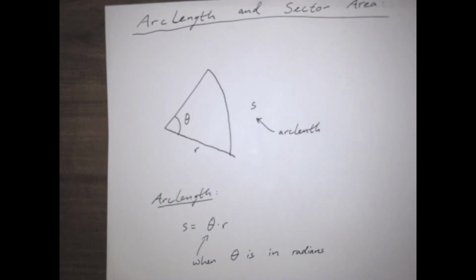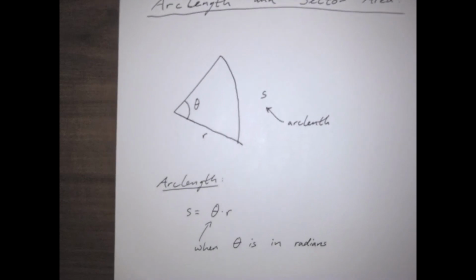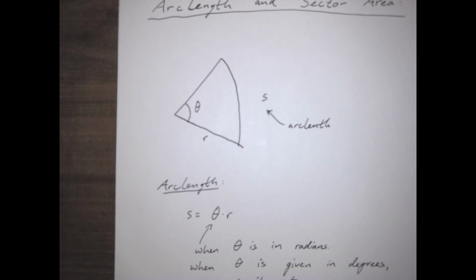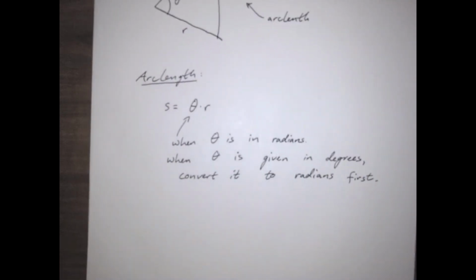Now, if theta is not in radians, then that requires you to actually have to do some work. But oh well, sometimes it happens. So when theta is given in degrees, the easiest thing would be just to convert it to radians first. Okay, so this is an equation, and it's actually just a straightforward application of what the definition of a radian even is.